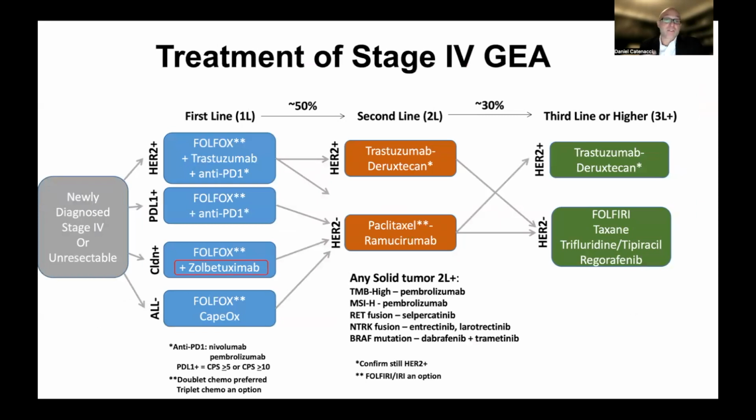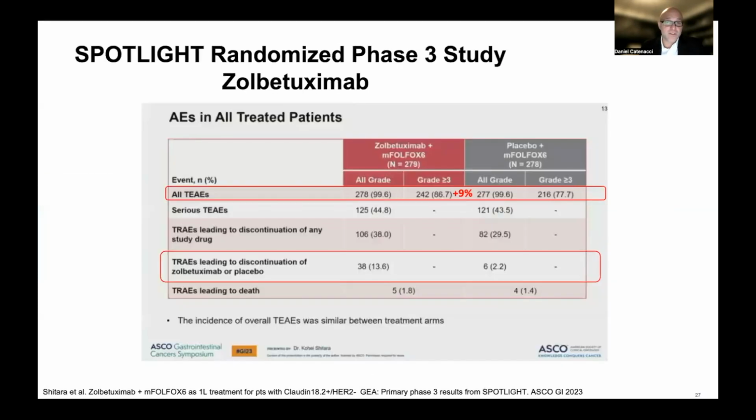So what's next? Zolbetuximab, which, even at the end of November 2023, is not yet approved by the FDA, but it's anticipated to be, for patients that have a high claudin-expressing tumor. So we know that there's benefit by adding this to chemotherapy, but it comes with an added risk of side effects. You can see the zolbetuximab arm compared to the placebo arm for any grade was pretty similar, because almost every patient had some form of side effect, whereas grade 3 or higher was about 10% higher in the zolbetuximab arm compared to placebo.